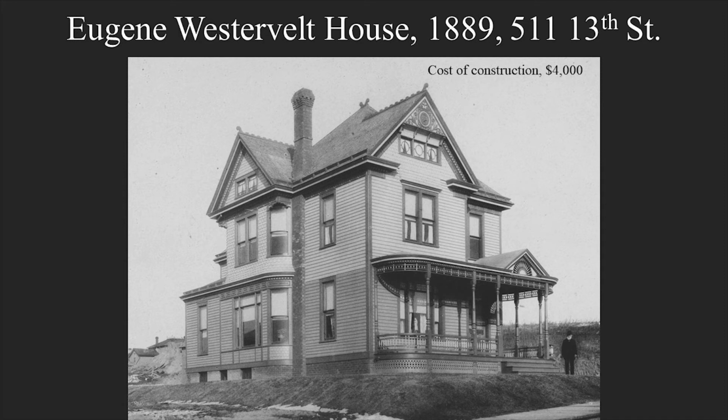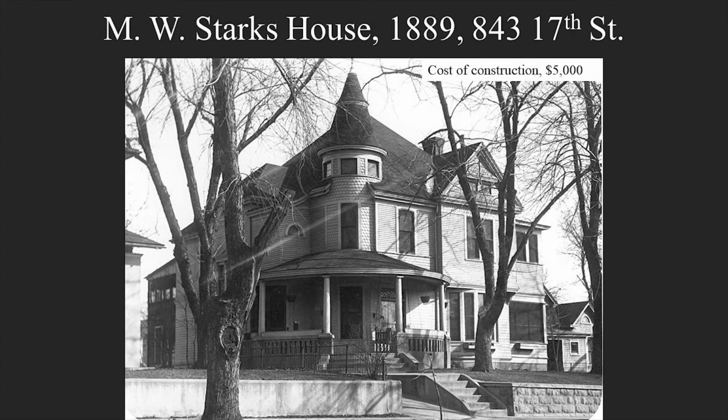The Eugene Westervelt House, built in 1889 at 511 13th Street, cost of construction was $4,000. The M.W. Starks House, built in 1889, is still standing at 843 17th Street. The cost of construction of this house was $5,000. This one is kind of neat because the tower isn't really projecting out from the building, but it's more just part of that wrapped corner and then a small tower emerging from the roof line.